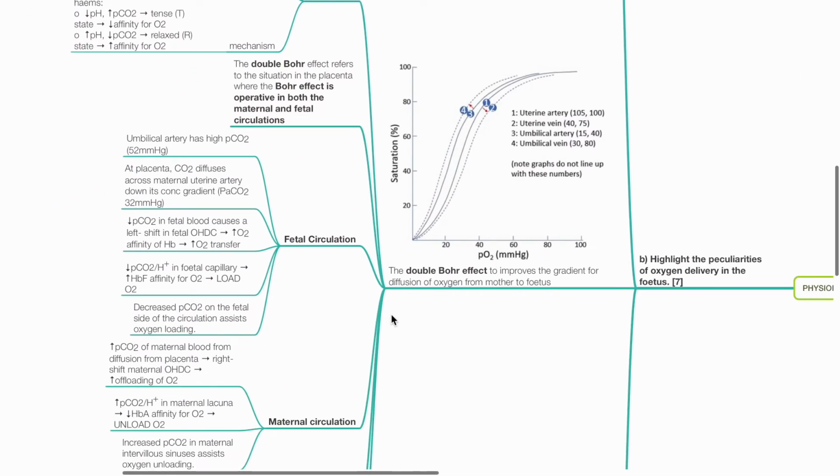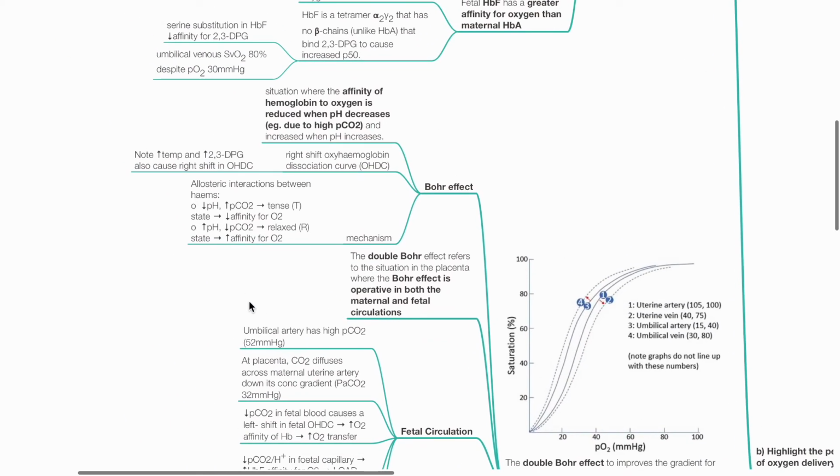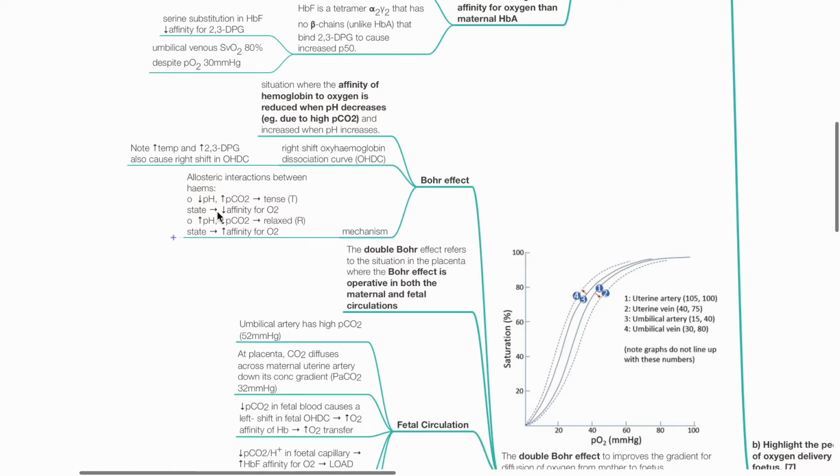The double Bohr effect improves the gradient for oxygen diffusion from the mother to the fetus. The Bohr effect is a situation where the affinity of hemoglobin to oxygen is reduced when pH decreases, for example due to high PCO2, and increases when pH increases. There is a right shift in the OHDC mechanism. Decreased pH or increased PCO2 increases Hb in the tense state, and this reduces its affinity for oxygen. Increased pH or decreased PCO2 causes Hb to be in the relaxed state, and this increases its affinity for oxygen.